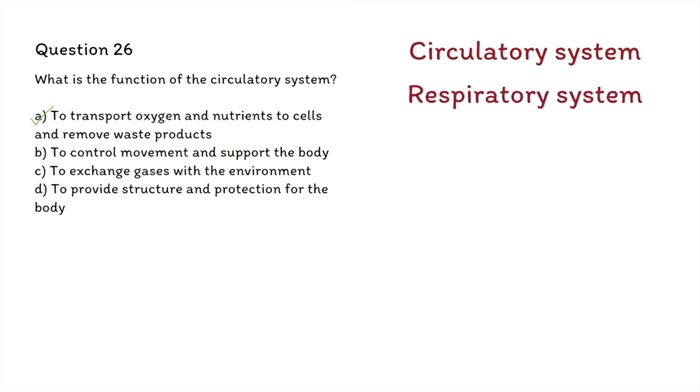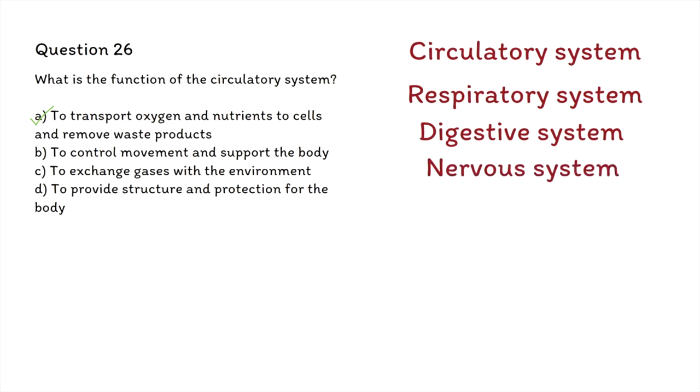This system is responsible for bringing oxygen into the body and removing carbon dioxide. Digestive system. The digestive system processes food and extracts nutrients from it. Nervous system. This system controls and coordinates the body's responses to internal and external stimuli. Endocrine system. The endocrine system produces and releases hormones that regulate various bodily functions.